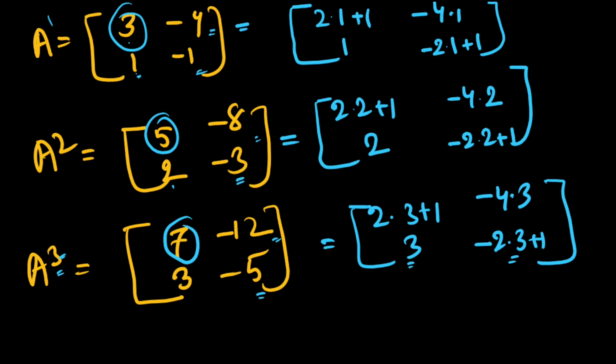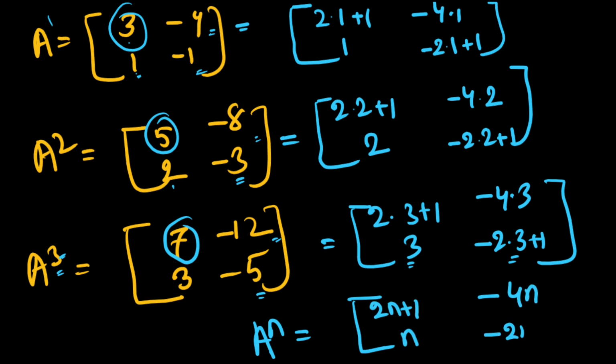So we got this pattern, and so we can easily write a power n is equal to 2n plus 1 minus 4n, that is n, that is minus 2n plus 1. So we easily find a power n. So a power n is equal to 2n plus 1, n, minus 4n, minus 2n plus 1.